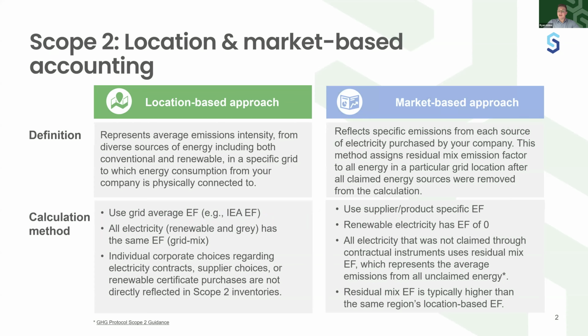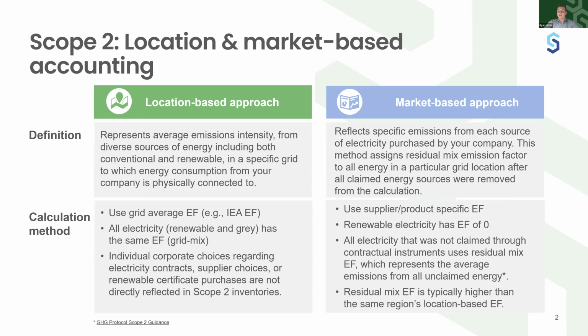First, on the left, we have the location-based method. This method is solely based on where electricity was used, usually by country or by state or region within the US. The electricity consumption is then assigned an average emission factor from all sources of energy, including conventional sources and renewable energy, in that particular location or region.